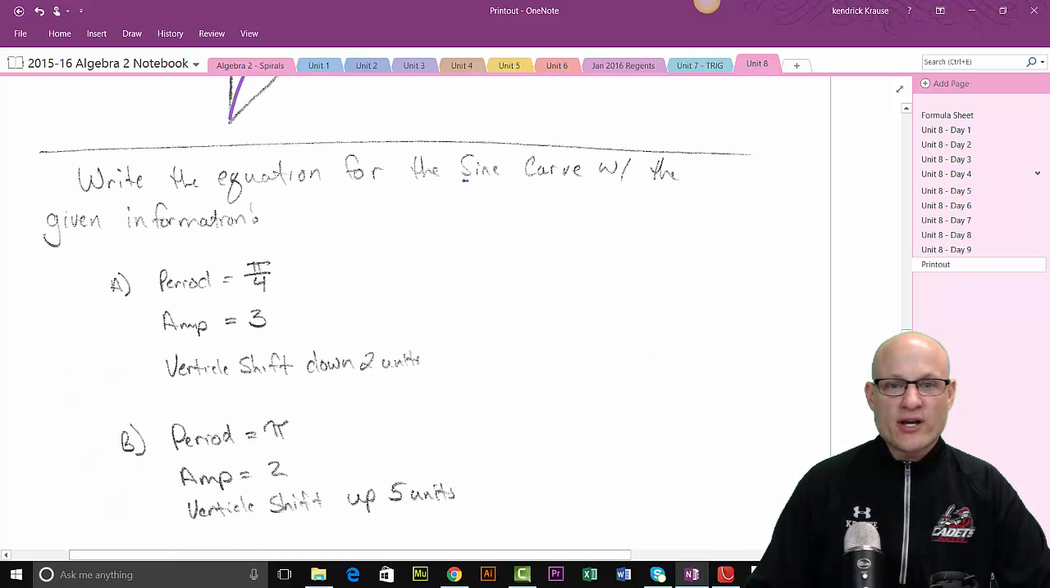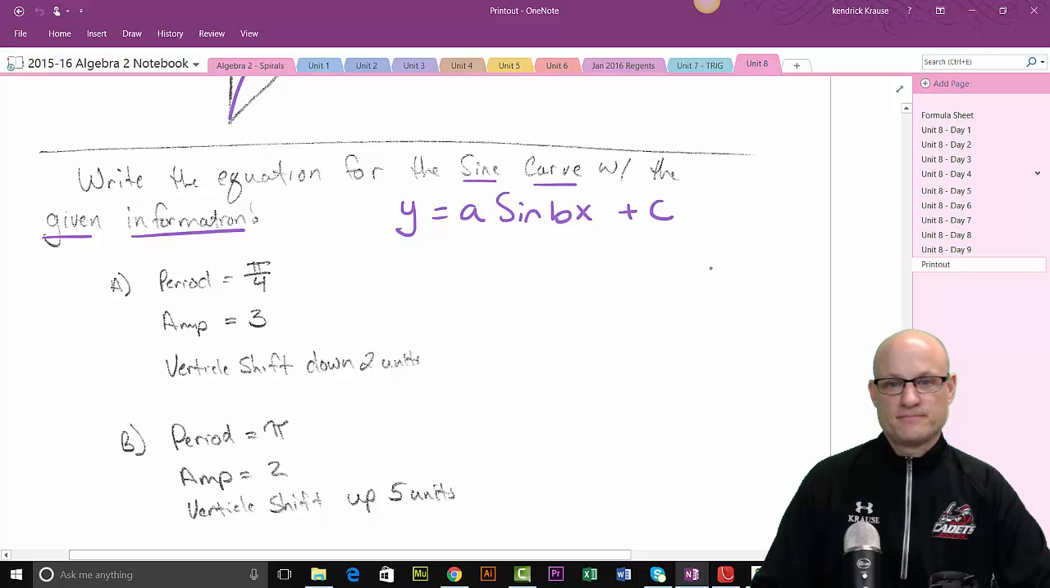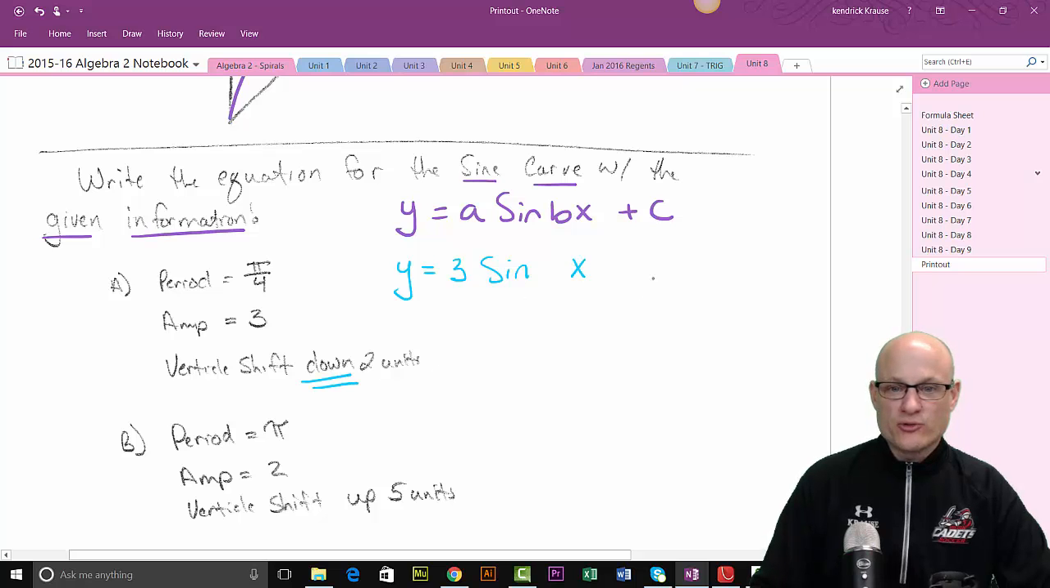Write the equation for the sine curve with the given information. Ooh, this one's tough. So I know it's got to be y equals a sine bx plus c. Okay, let me get my other pen. So I have amplitude, and it didn't say positive or negative, so let's just assume it's positive. So 3 sine x. And I'm moving down 2, so that's minus 2. So the only thing I really have to figure out is this.